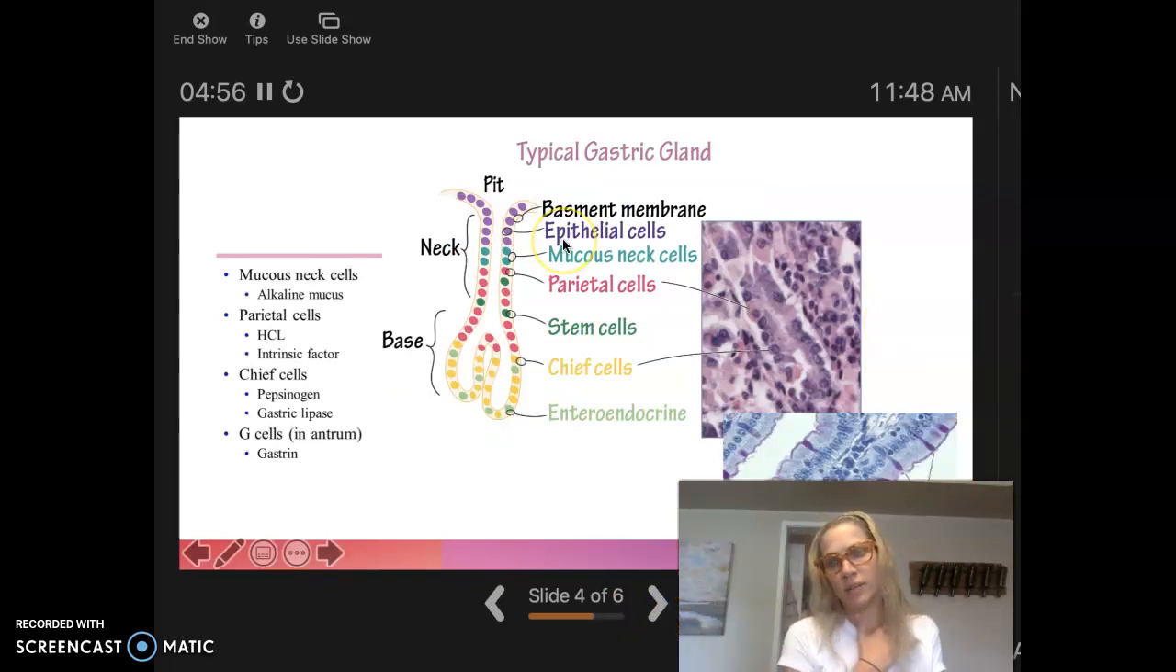And here is our main slide, because it's going to have your typical gastric gland. As you look at it, you can see there's a pit, there's the neck, there's the base, and off to the side, these are labeled: the mucus cell glands, the alkaline mucus, the parietal cells and what they produce, chief cells and what they produce, and the G cells. So the lumen of the stomach is lined with a mucus-producing epithelium and gastric pits. As you can see, one is right here, over here, and over here.